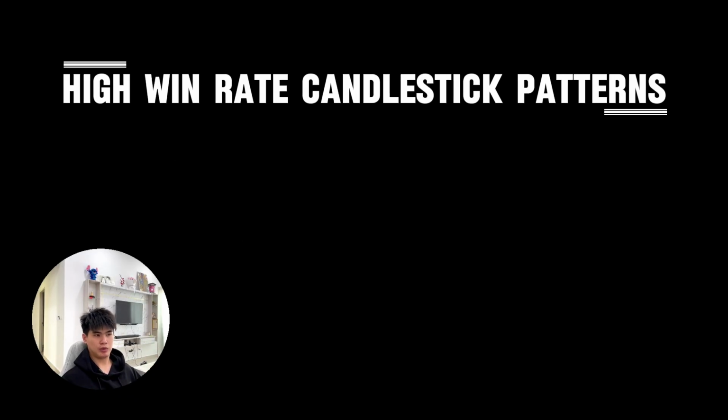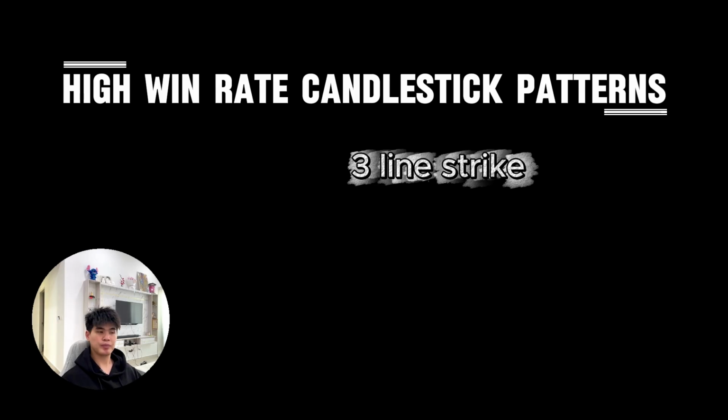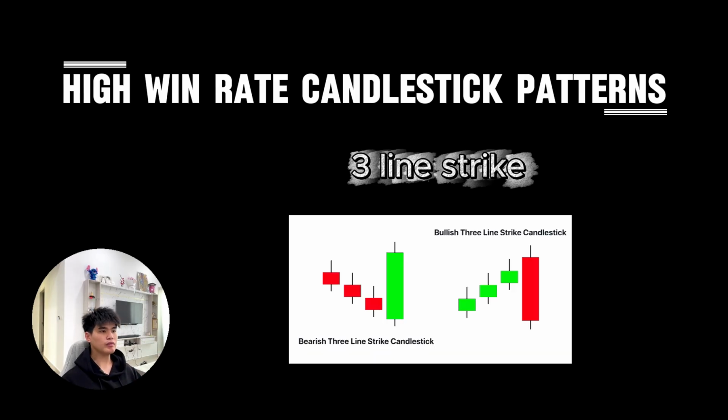Number 1, we call it a 3-line strike. So basically it looks like this. You can see 3 small red candlesticks, and then 1 big green candlestick. On the other hand, 3 small green candlesticks and then 1 big red candle engulfing. So when you see 3 drop, 1 up, you can go for a buy. When you see 3 up and 1 drop, just go for a sell.